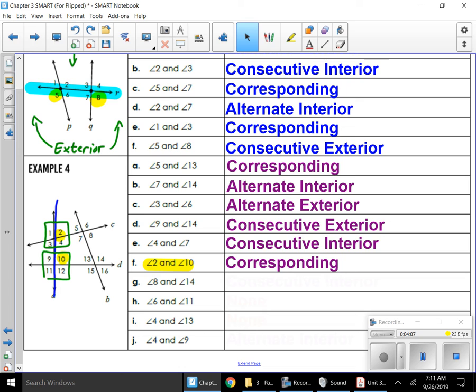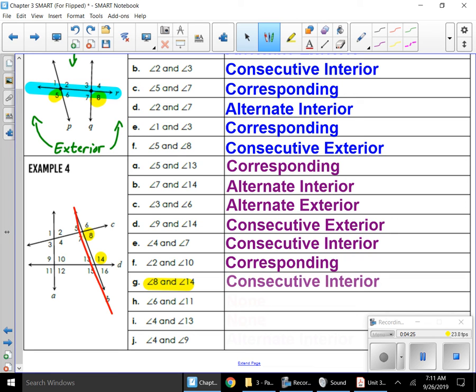So let's look at 8 and 14. 8 and 14 is our next case. My transversal is now B. Well, they're on the same side of B, and they're between lines C and D, so they are consecutive for same side, interior because they're on the inside.